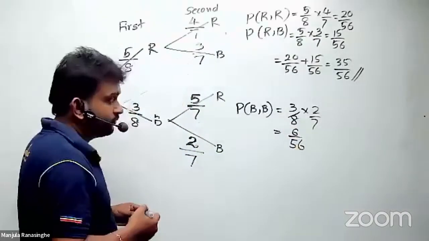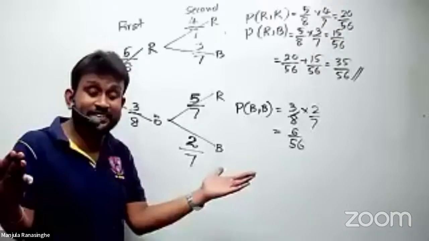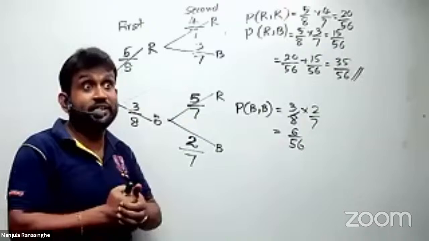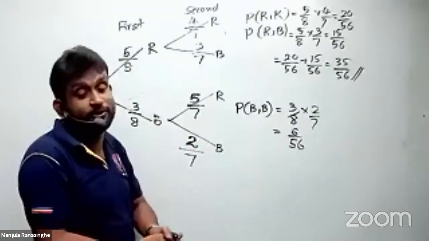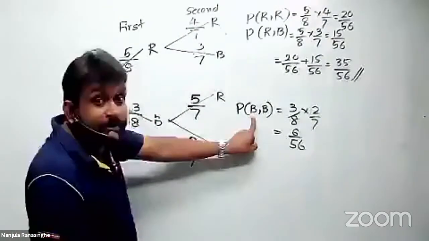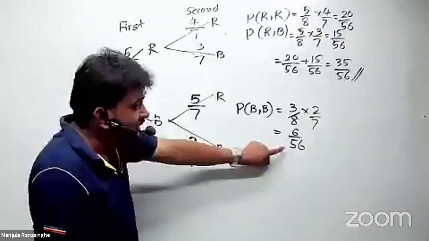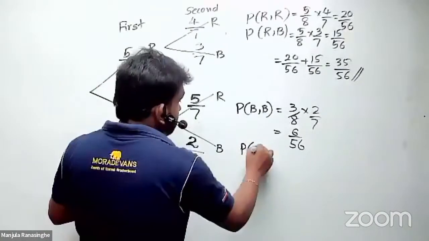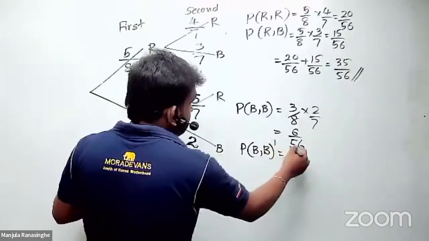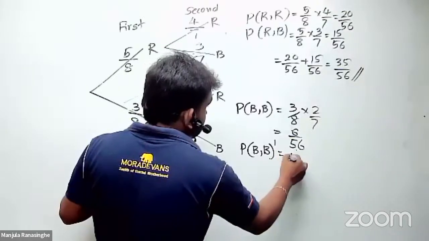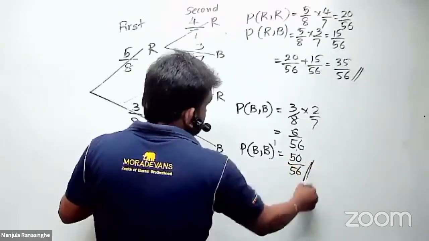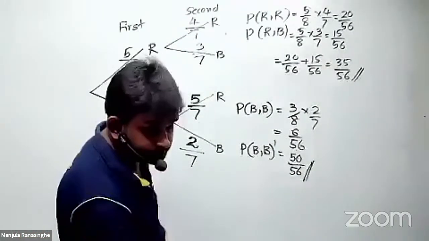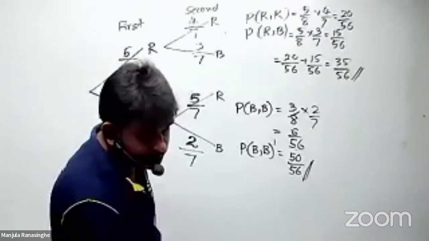Right. Then the complement of that is at least one red ball. Both not being blue means at least one is not blue. So what is asked here is the complement of this. How do we find the complement? We subtract this 6 from the 56. So probability of BB dash means 56 subtract 6 means 50. 50 upon 56. So that is the probability. Okay. Right. That is done.